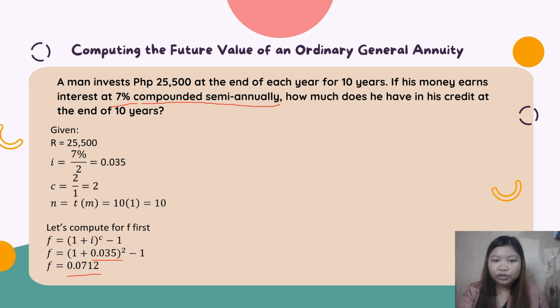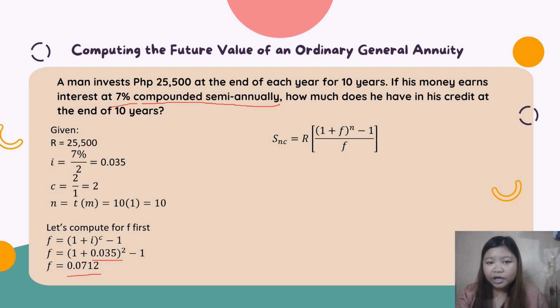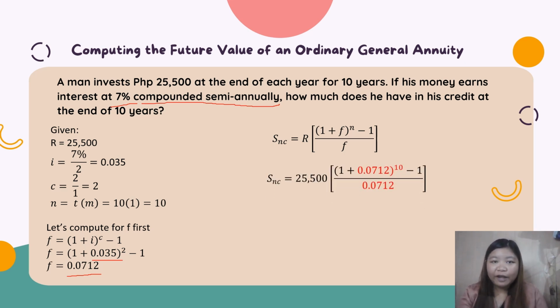Then, after that, we will use our formula. Then, substitute the values in the formula. So, our formula is N sub NC is equal to R times the quantity of 1 plus F raised to N minus 1 all over F. Then, substitute all the values in our formula. So, we have now 25,500 times the quantity of 1 plus 0.0712 raised to 10 minus 1 all over 0.0712. Use your calculator to solve this one.